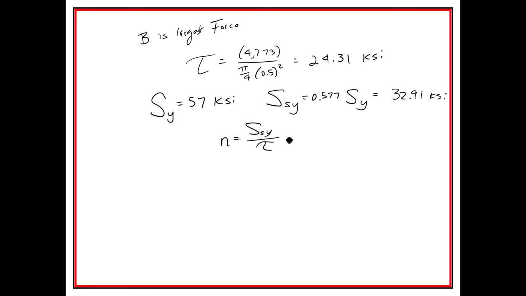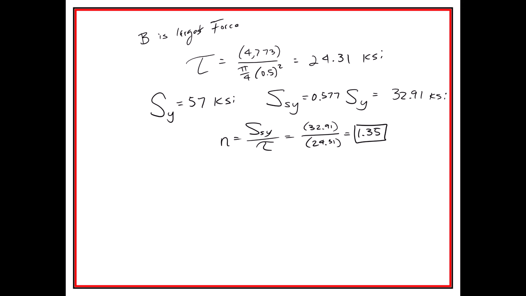And what we're left with is a safety factor, shear yield divided by tau. This is apples to apples: 32.91 divided by 24.31, and we're left with 1.35. And so that's the answer to this example.